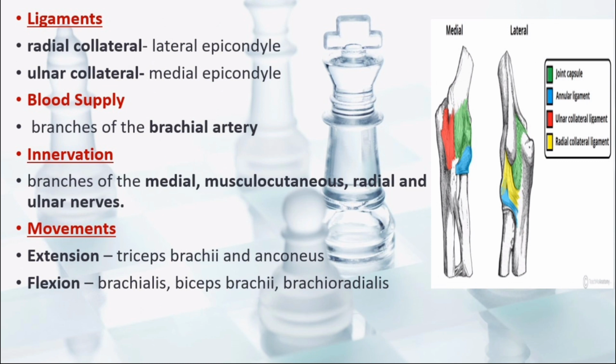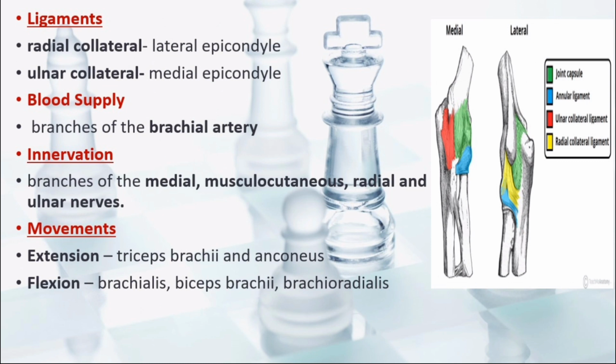Blood supply. The elbow joint receives a rich arterial supply from a surrounding network of vessels, which is formed by branches of the brachial artery. Innervation. The elbow joint is innervated by branches of the medial, musculocutaneous, radial and ulnar nerves.